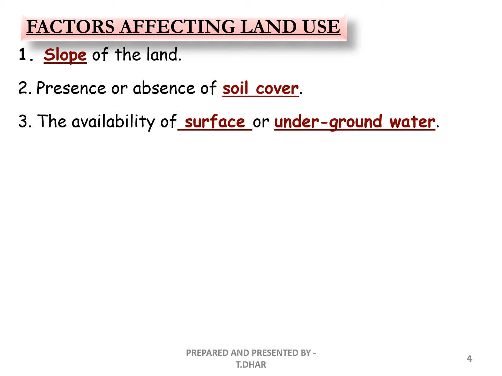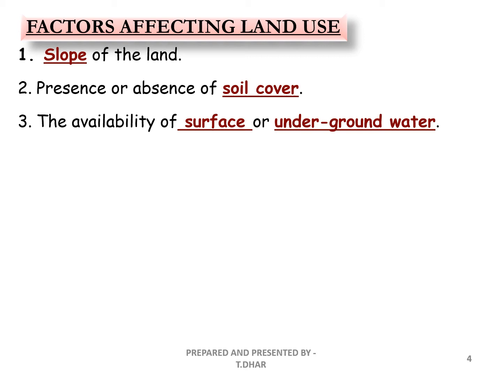Third is the availability of surface or underground water. Now in this point, surface water means the water that is available in rivers, ponds, lakes, and underground water is the water that is present under the ground. So water is a very important deciding factor for the use of land.